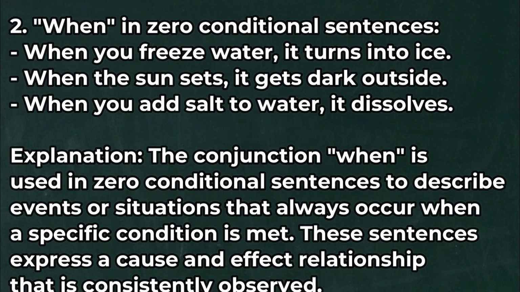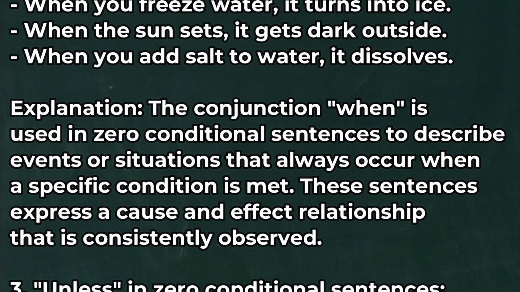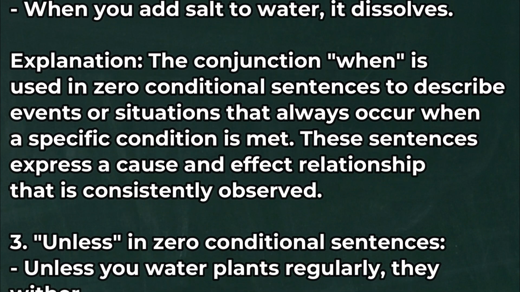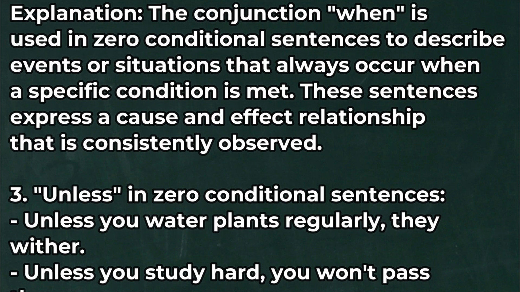Explanation. The conjunction when is used in zero conditional sentences to describe events or situations that always occur when a specific condition is met. These sentences express a cause and effect relationship that is consistently observed.